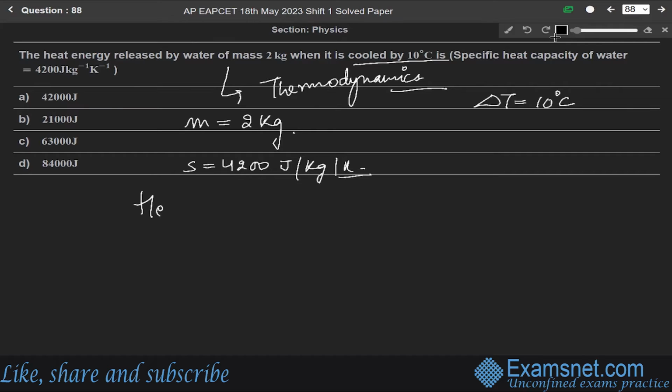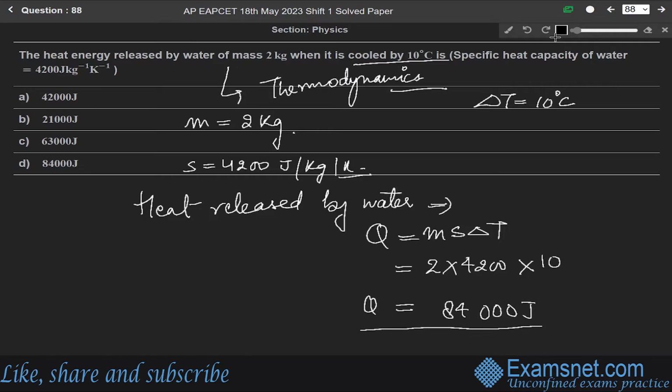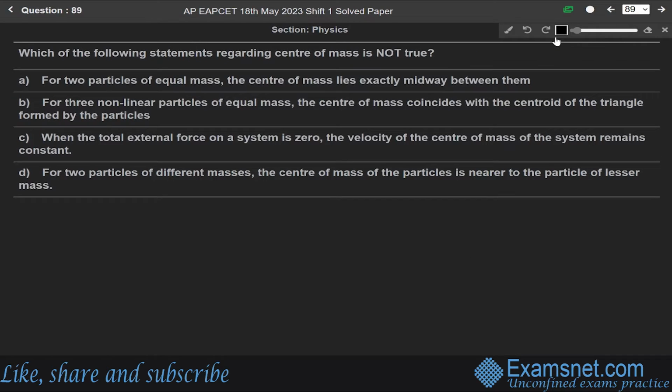So the heat released by the water will be equal to what? Q is equal to, we know the general formula, m s delta T. So m is 2 kg, s is 4200, and delta T will be 10. Solving it, we get Q is 84000 joule. So our correct answer is option D, that is heat is 84000 joule. Now next question, 89.